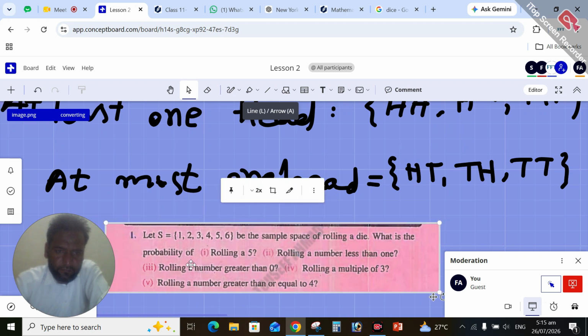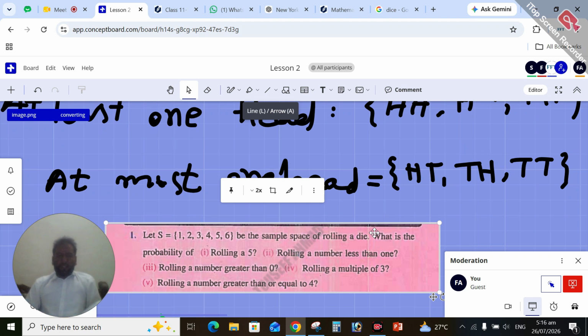Let S = {1, 2, 3, 4, 5, 6} be the sample space of rolling a die. What is the probability of rolling a 5, rolling a number less than 1, rolling a number greater than 0, rolling a multiple of 3, rolling a number greater than or equal to 4?